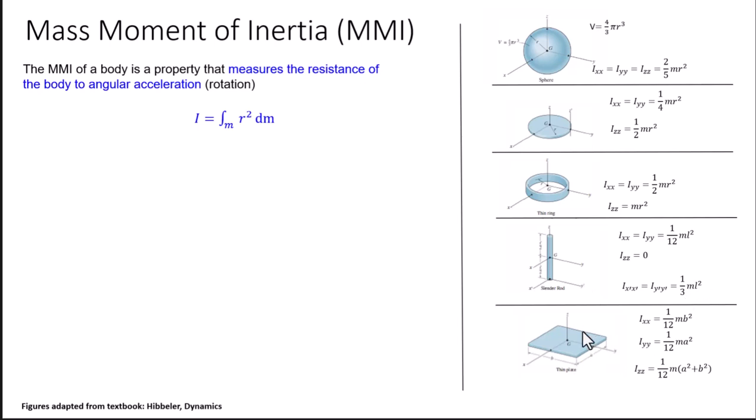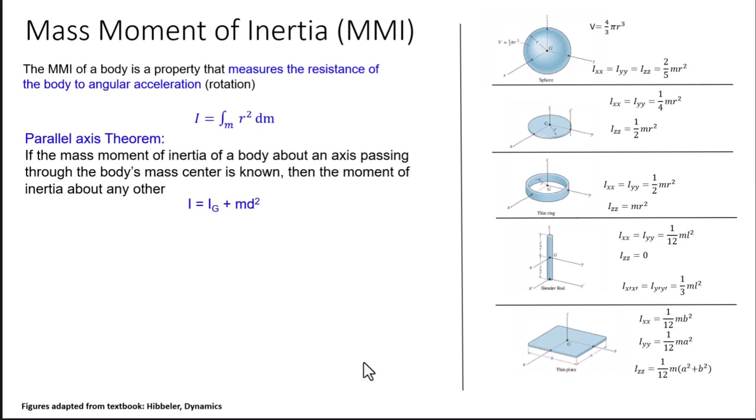And for a plate, the mass moment of inertia about the axis that is perpendicular to that plate will be 1/12 mass times the one side squared plus the other side squared. If we need the mass moment of inertia about any point that is not the center of mass shown in this table, we will use the parallel axis theorem.